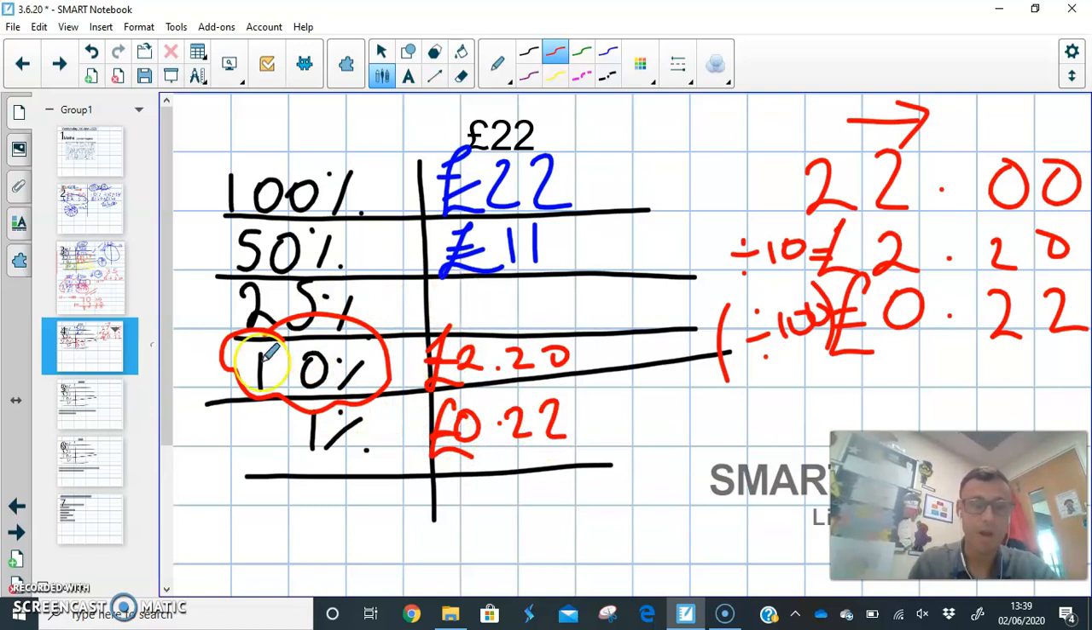25%, well, remember, 10%, 10% and 5%, or just divide the starting number by 4. So divide it by 2 is 11. Half of 11 is £5.50. So that's my 25%. Okay.